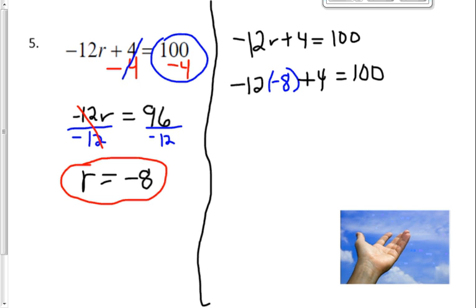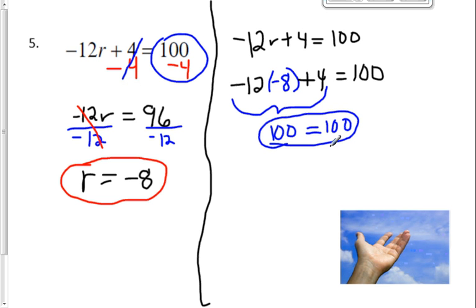You can tap it in the calculator all at once, which is what you should be doing. But a negative times a negative is a positive. Negative 12 times negative 8 is 96 plus 4 does equal 100 if you check that on your calculator. So 100 is equal to 100. So by looking at that, since both expressions are equivalent, my answer of negative 8 is correct.